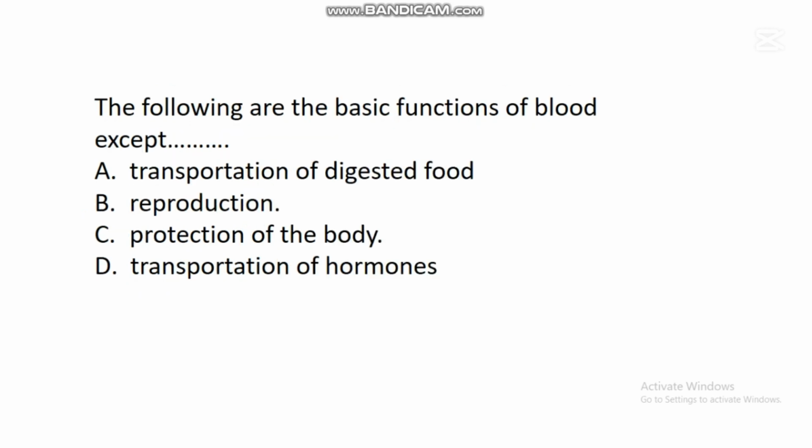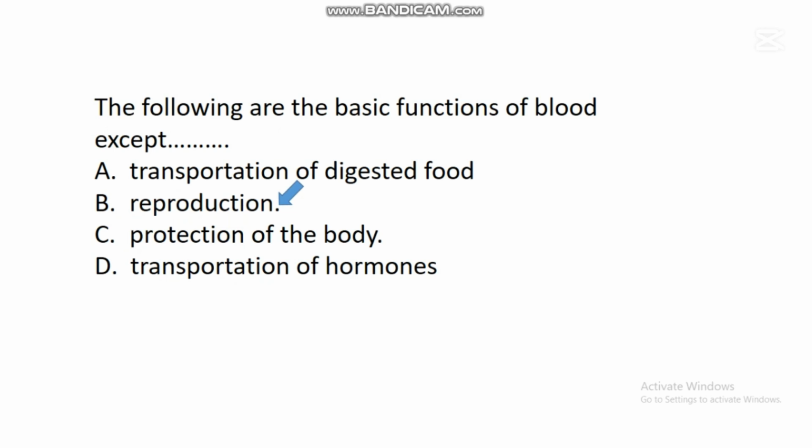The next question says, the following are the basic functions of blood except dash. A. Transportation of digested food. B. Reproduction. C. Protection of the body. D. Transportation of hormones. In this question, the correct answer is B. Reproduction.